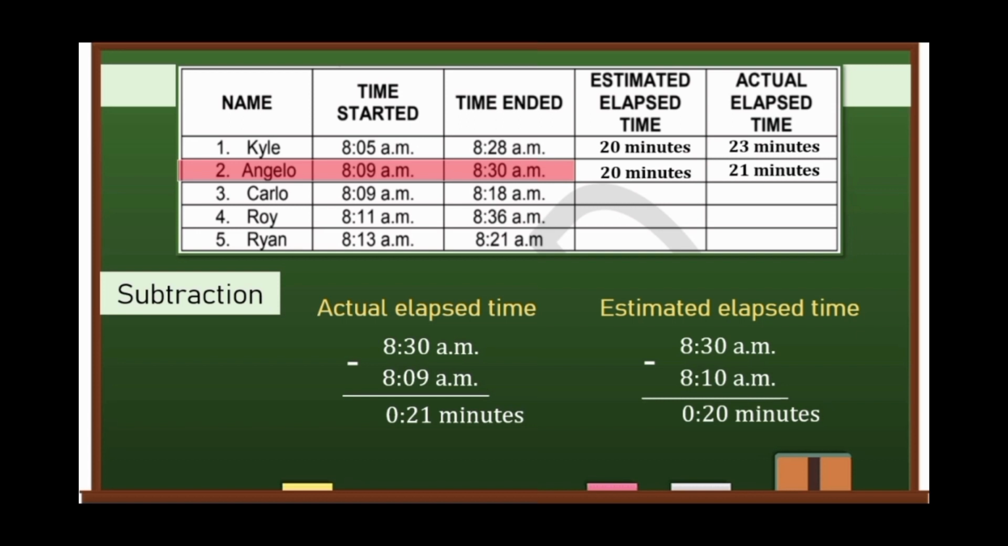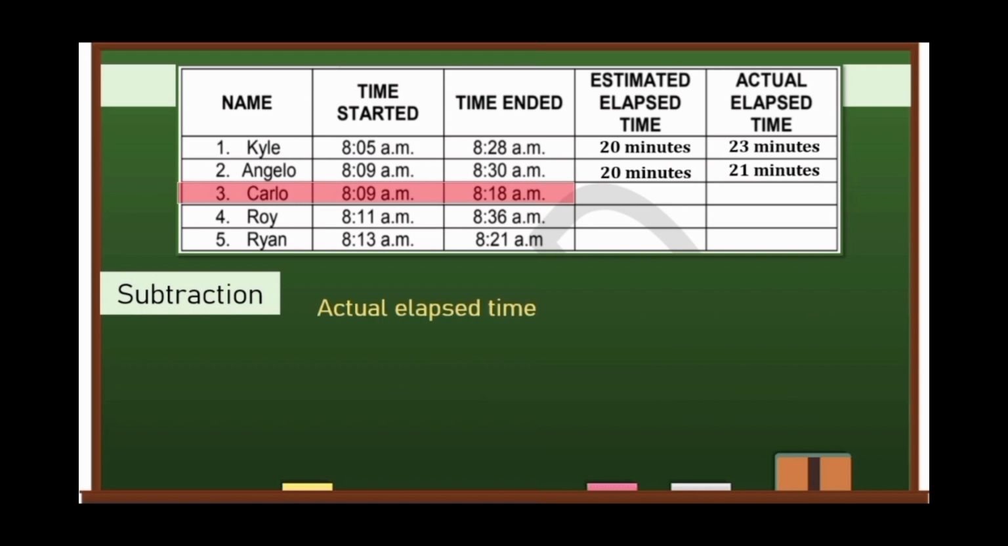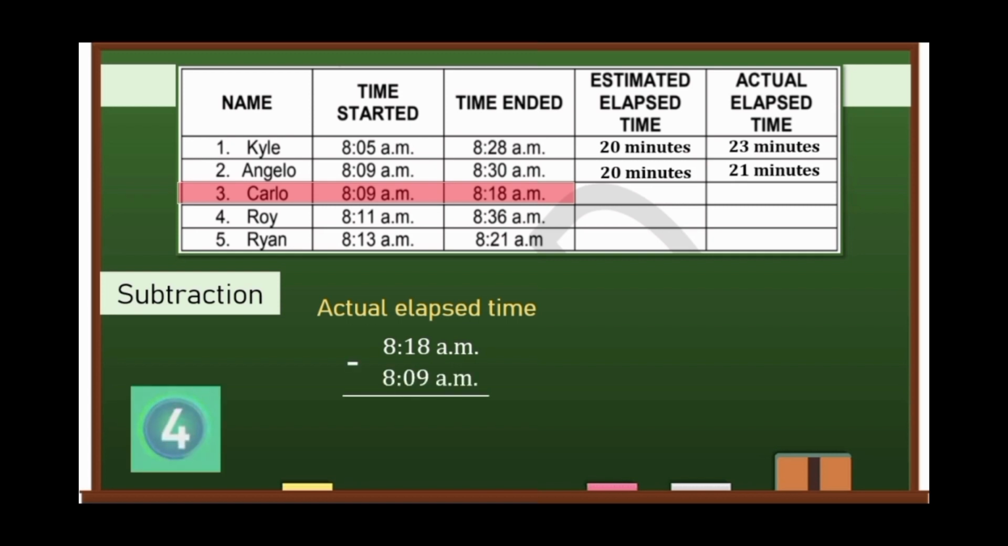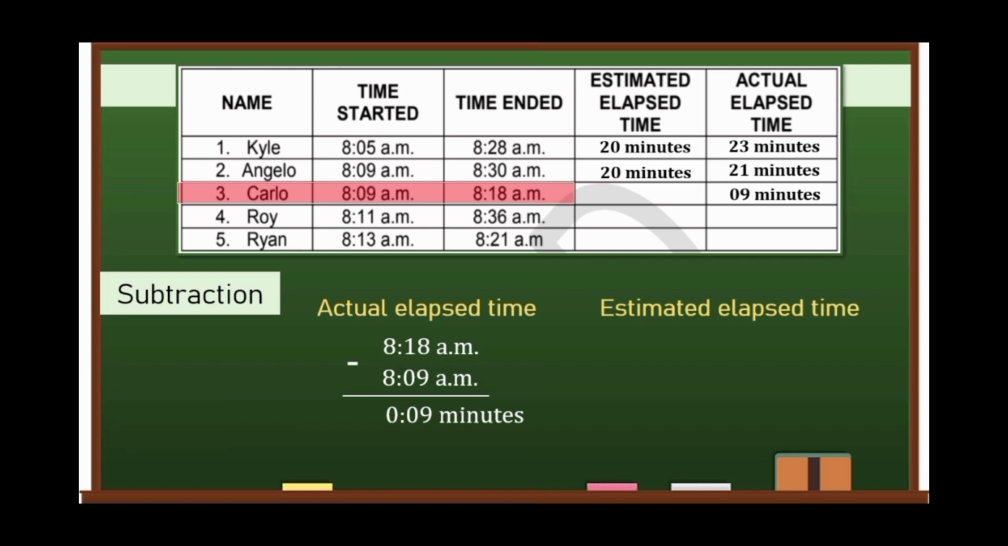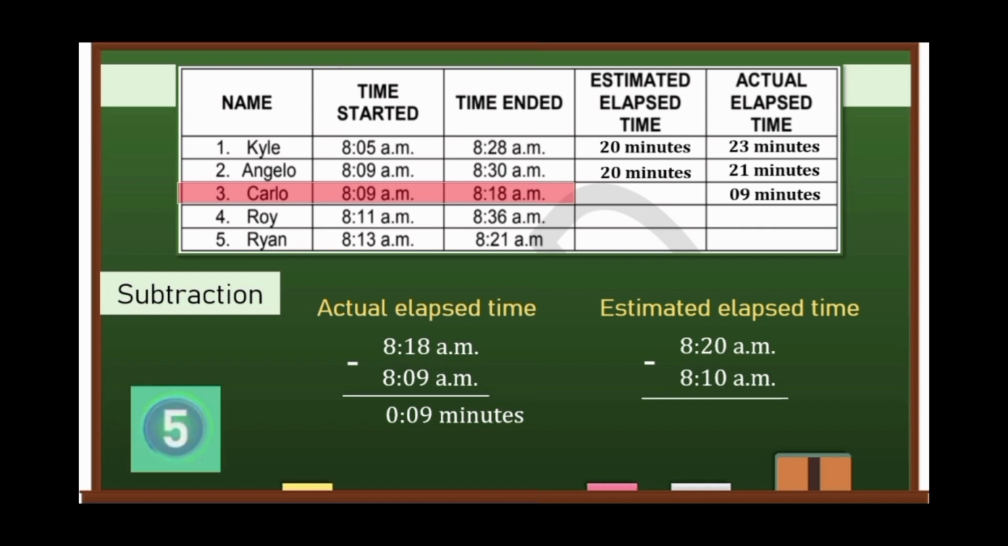Let's move to Carlo. His actual elapsed time is 8:18 a.m. minus 8:09 a.m. The answer is 9 minutes. Now estimate the given time. The answer for the estimated elapsed time will be 8:20 a.m. minus 8:10 a.m. Now do the subtraction. The answer is 10 minutes.